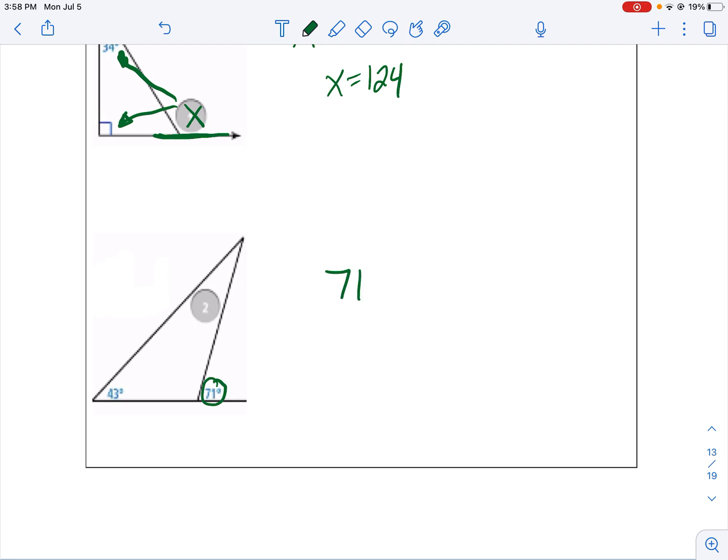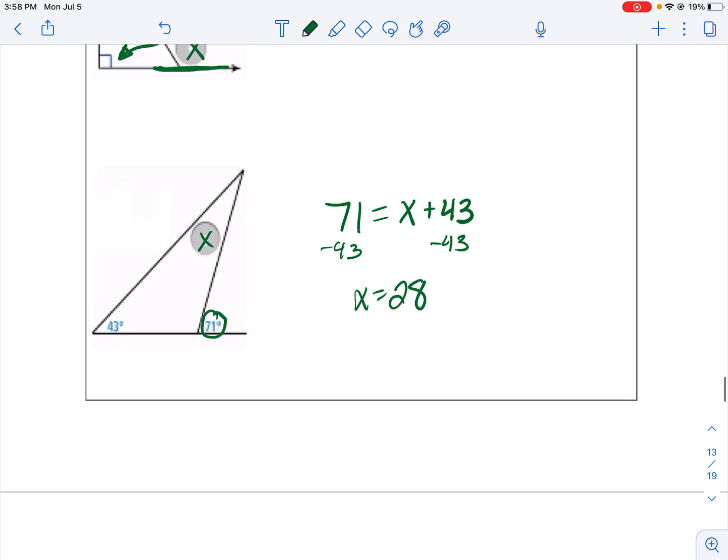The exterior angle always equals the sum of the 2 remote interior angles. So I'll go ahead and call that x. We can call that anything we want. Plus 43. Now this becomes an equation that we've been dealing with all year. So now we need to solve this equation. It's a one-step equation where we subtract 43 from each side, and we get x equals 28. So that angle is 28 degrees.